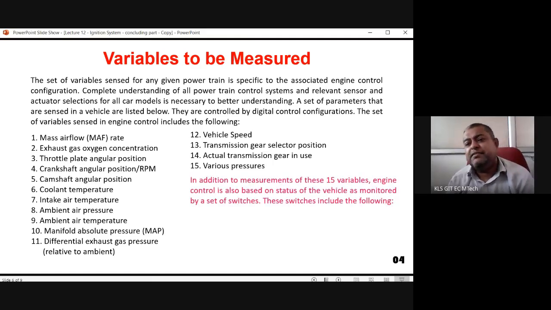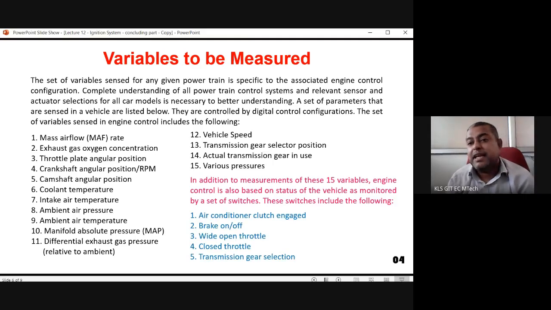Apart from that, there are 5 other parameters. In addition to measurements of these 15 variables, engine control is also based on the status of the vehicle as monitored by a set of switches. These switches include the following. Number 1, air conditioner clutch engaged. If the air conditioner is on, the vehicle performance becomes different. Brake on or off. Wide open throttle: when the throttle is wide open, the car performance will be different, or it's a closed throttle. That means how much air is entering the engine, and that decides the performance of the vehicle.